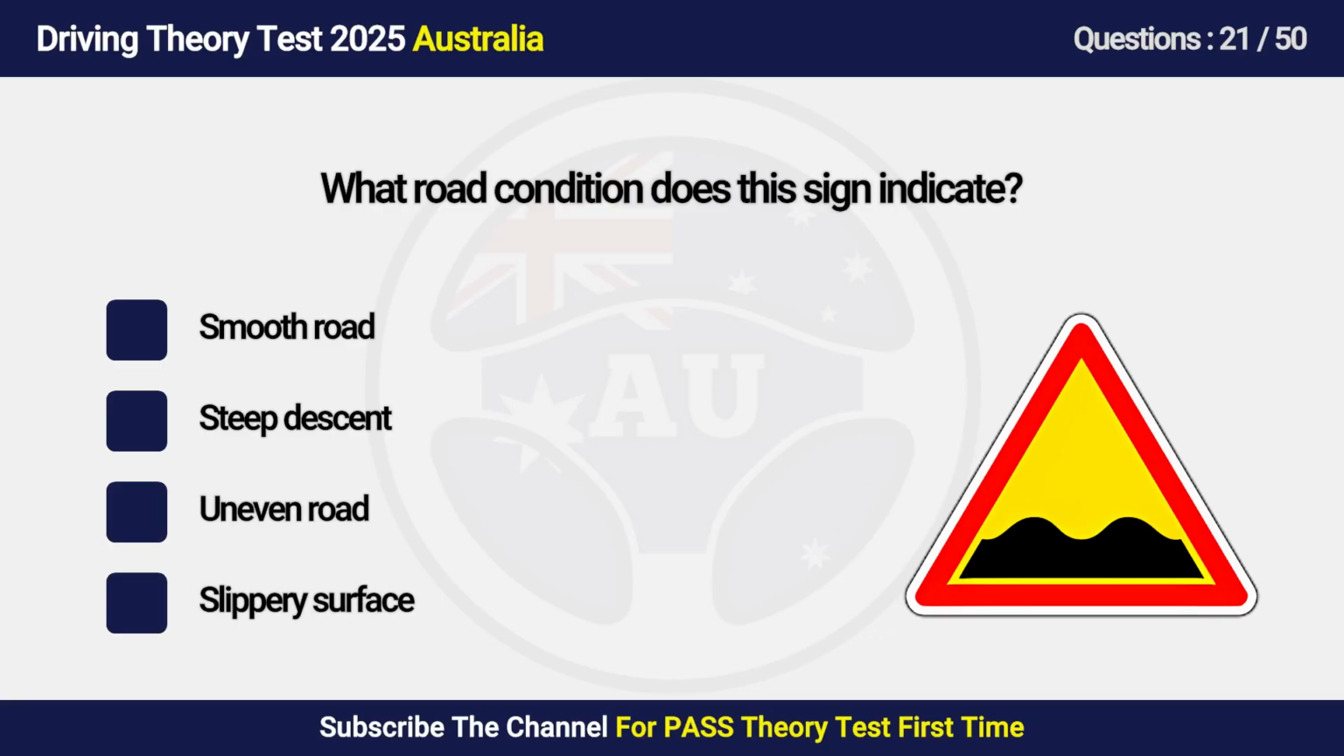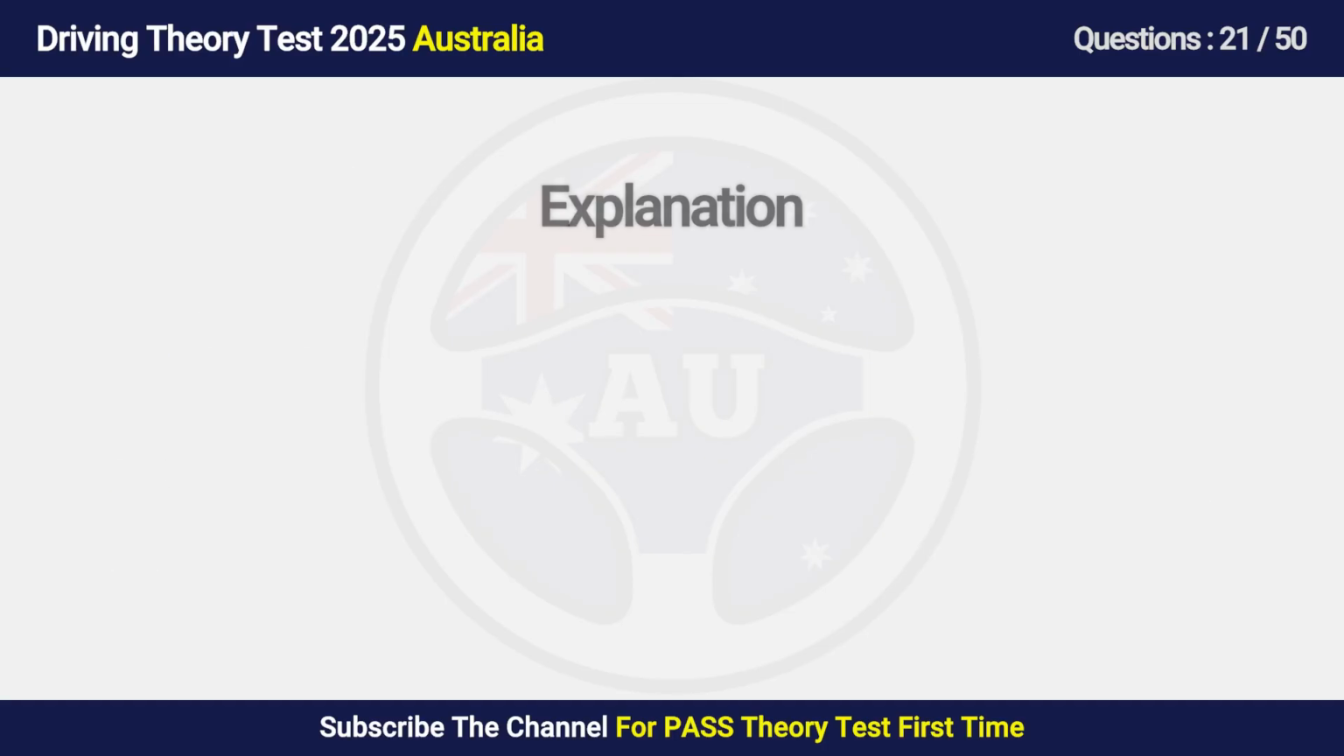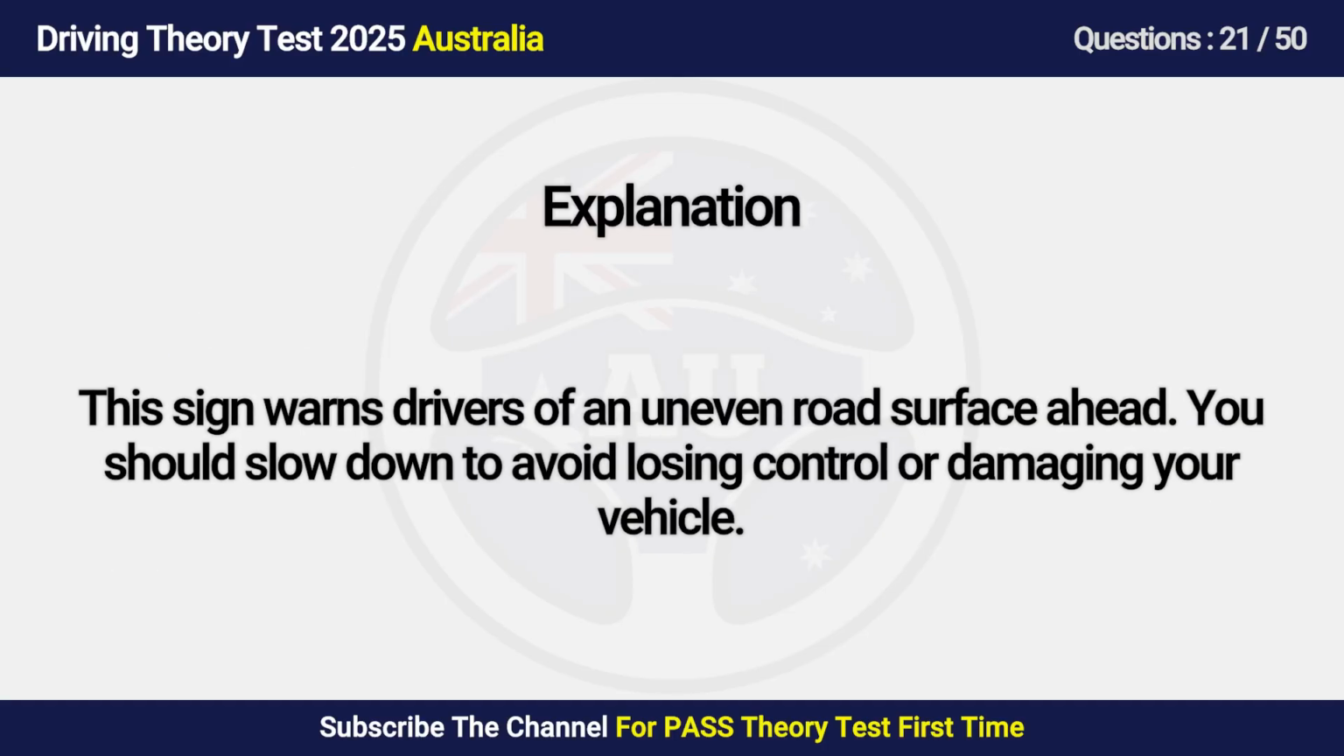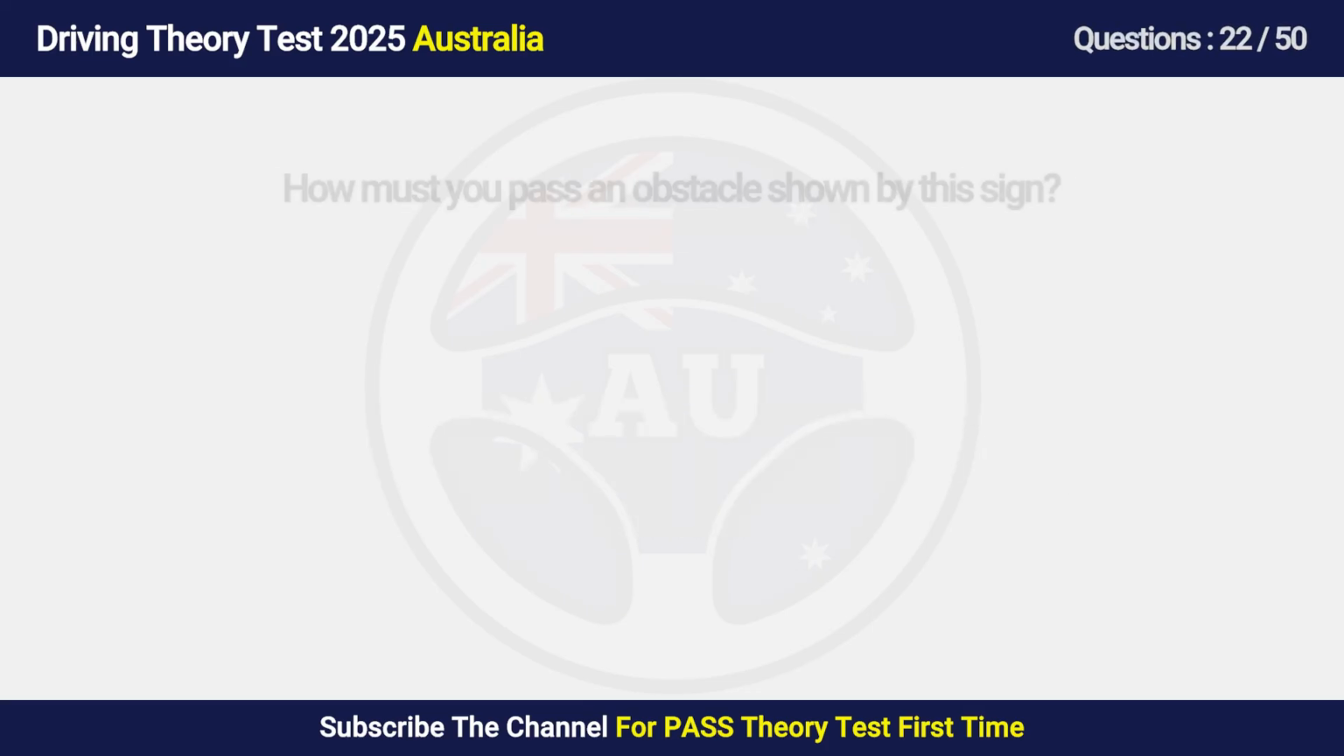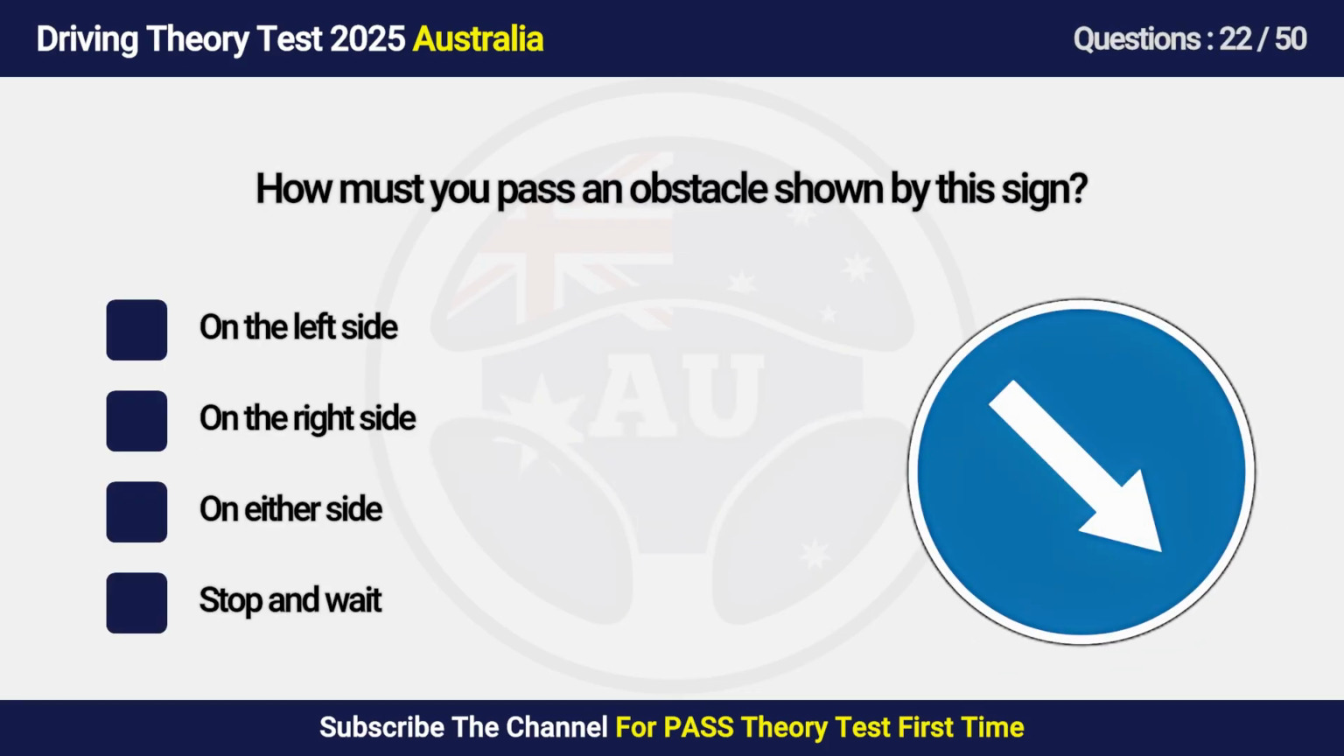A. Smooth road. B. Steep descent. C. Uneven road. D. Slippery surface. Answer is C. Uneven road. This sign warns drivers of an uneven road surface ahead. You should slow down to avoid losing control or damaging your vehicle. Question 22. How must you pass an obstacle shown by this sign?